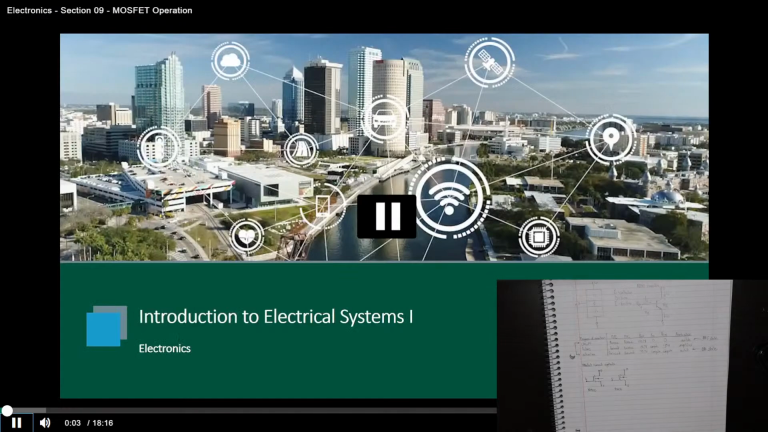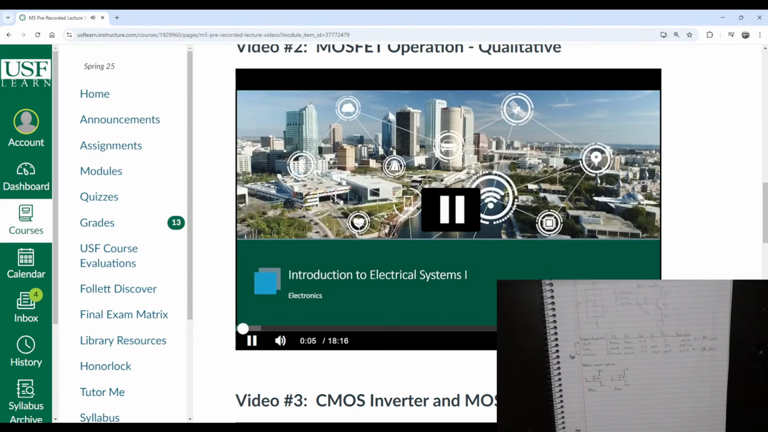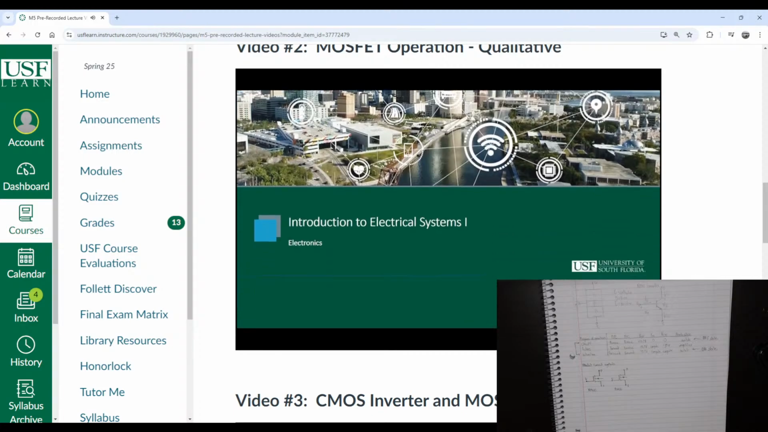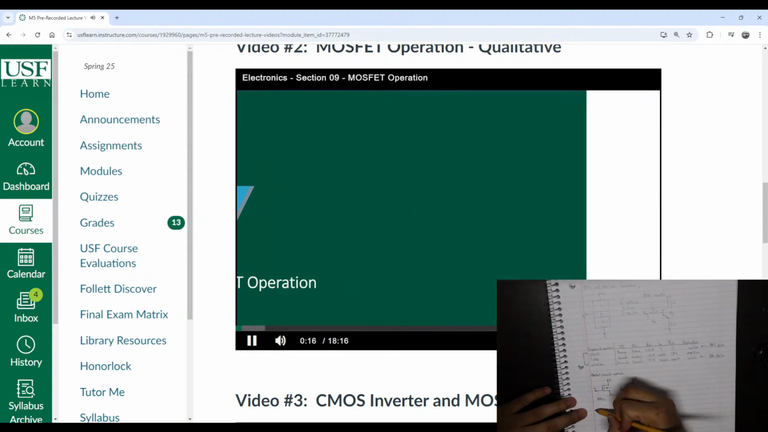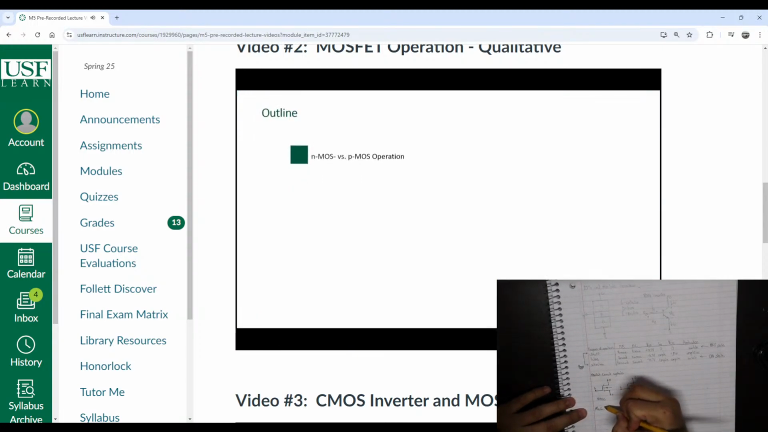Welcome to Introduction to Electrical Systems 1. This is another video in the electronics series. In this video, we are going to describe the operation of a MOSFET. Our quick outline: we will discuss how the NMOS and how the PMOS transistors operate, and then we will look at an example of what we call the NMOS inverter. So let's get started.